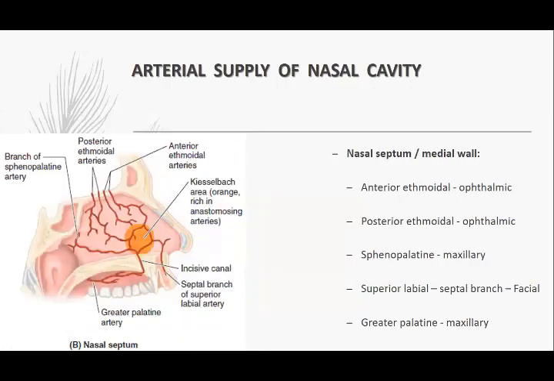Now comes the nasal septum. More or less यही branches हैं. You have the anterior ethmoidal, ophthalmic की. You have the posterior ethmoidal, once again ophthalmic की. You have a sphenopalatine maxillary की, third part. You have this greater palatine. Greater palatine up यहाँ पे, in order to reach the septum, it passes through the incisive canal. This part, ठीक है? Then यहाँ पे ये septal branch है, facial की, superior labial branch है.